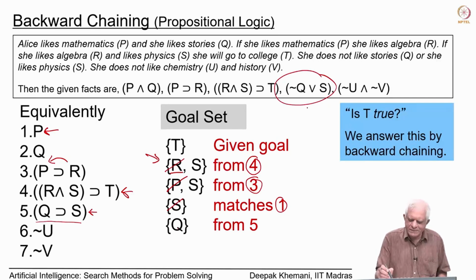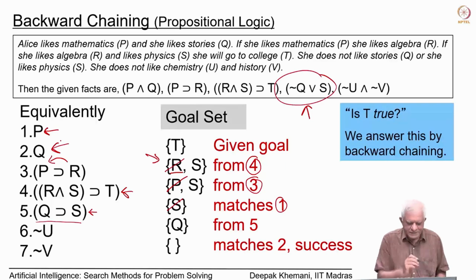We would have done the same thing if we had used the disjunctive form of the formula, and instead of using modus ponens, we would have used disjunctive syllogism. But just to make life simple, we have converted not Q or S into Q implies S, and now we have this goal Q. What about Q? Q is present in our knowledge base, so we are done with this. It matches the fact 2, and we have the empty goal set, which means you have solved the problem that you wanted to solve. There are no more goals to be achieved. So, we have shown that T is true essentially.